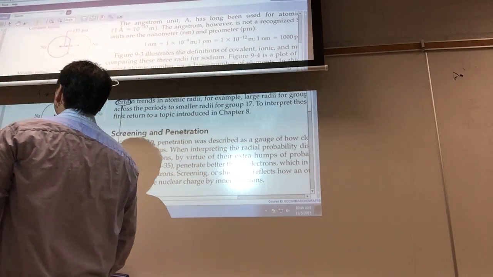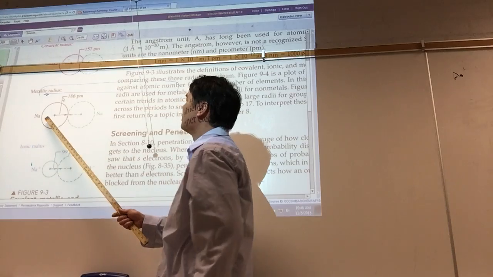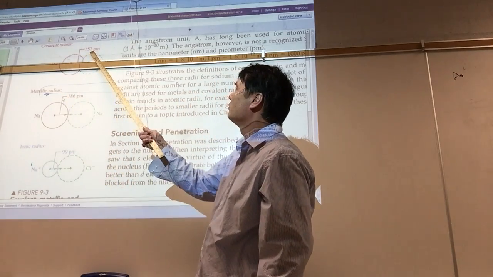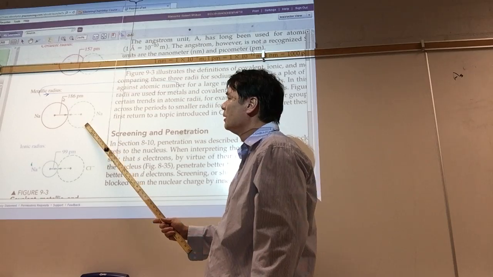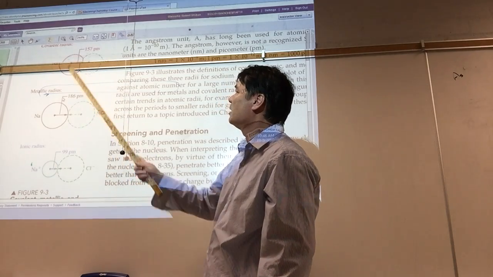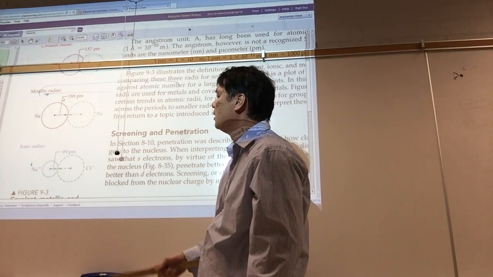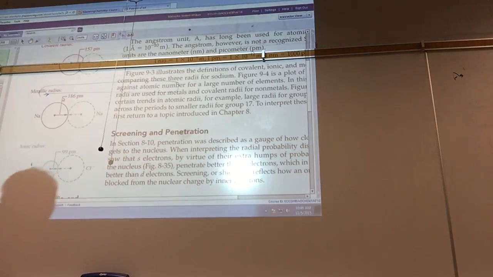All right, below that we have the metallic radius, 186. So the radius went from 157 to 186 in the metal crystal. And then we have the ionic radius, which is 99 picometers. And so we see a lot of variation. Obviously we shouldn't compare the metal with the ion because the ion is totally different.